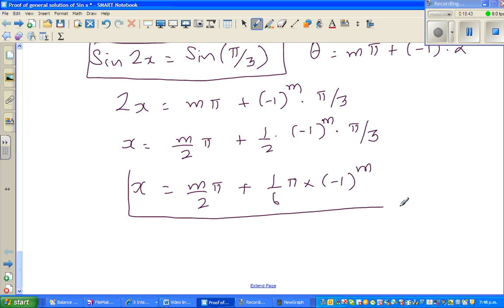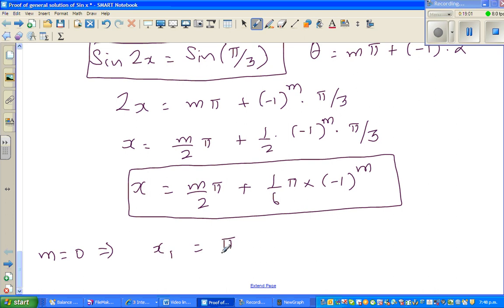So let's start with 0. What happens if m is 0? This implies x1, we know that this has 4 solutions. If you put 0 here, this will become 0, and this will become 1. So that is pi by 6. Okay, so that's the first answer. X1 is pi by 6.